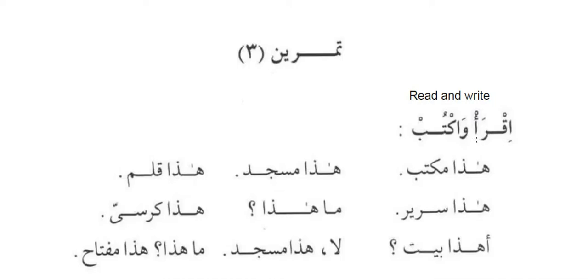Iqra means read. Waktub, wa means and. Uktub means write. But when you join, remember you do not pronounce this hamza, so we say Iqra waktub, read and write. So this is an instruction that would be repeated a lot in this book, so you can learn that right now. Iqra waktub, read and write.